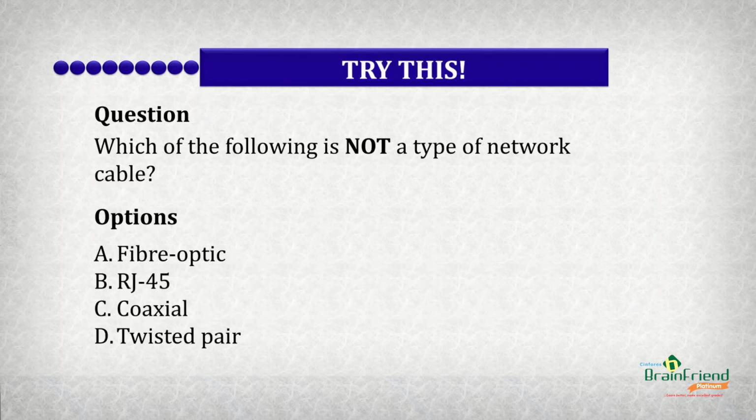Question 1. Which of the following is not a type of network cable? Here are the options. A. Fiber optic. B. RJ45. C. Coaxial. D. Twisted pair. And the correct answer is B. RJ45 is not a type of network cable.